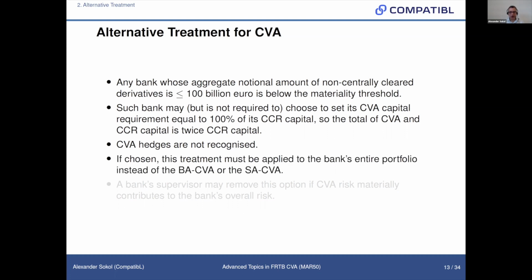If chosen, this treatment is applied to the bank's entire portfolio, right? So you cannot cherry pick. And if the bank supervisor believes that you are below the materiality threshold, but CVA risk is significant for your bank, then this option is not available. So the supervisor has the power to remove this option.